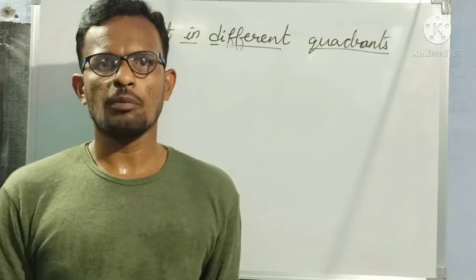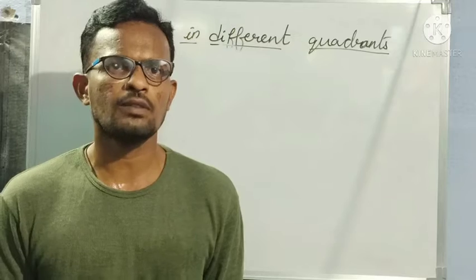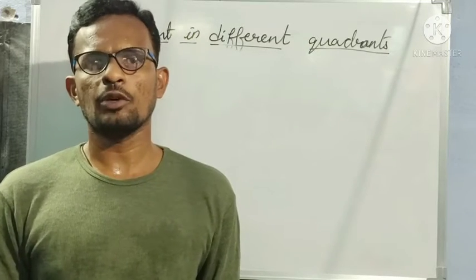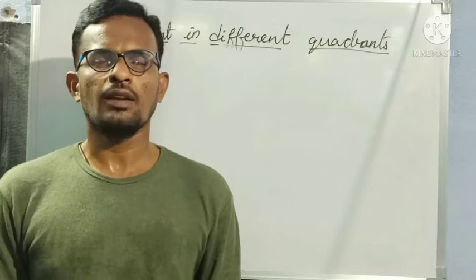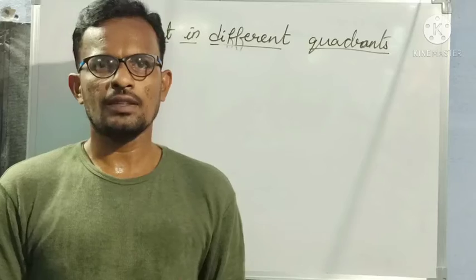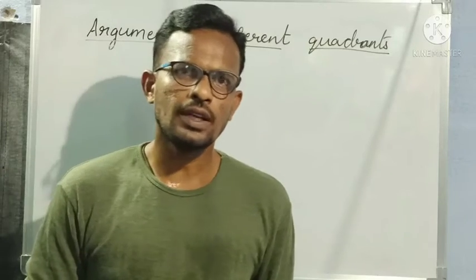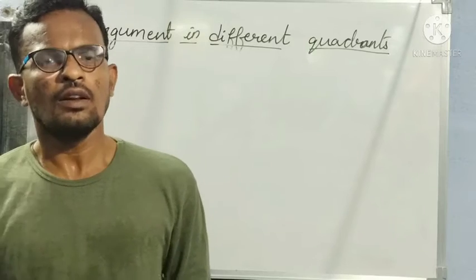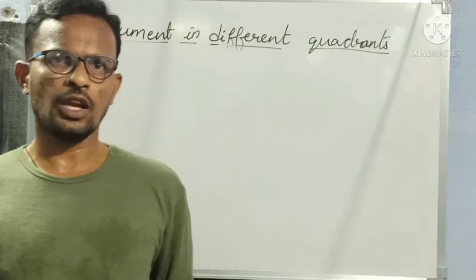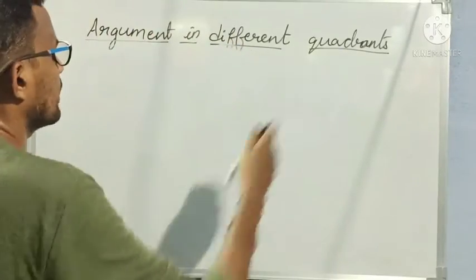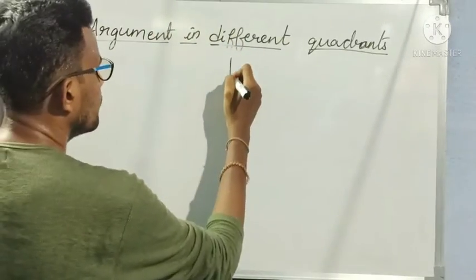So we are in our topic, that is representation of complex numbers. In the previous class we have learnt about representation of complex numbers, I mean how to find out modulus and argument of a complex number. So now let us see how to find out argument of a complex number in 4 different quadrants of an Argand plane. Okay, so our today's topic is finding argument in different quadrants.